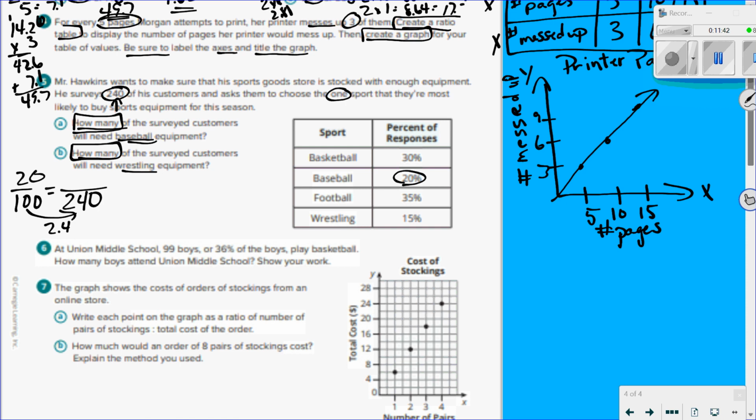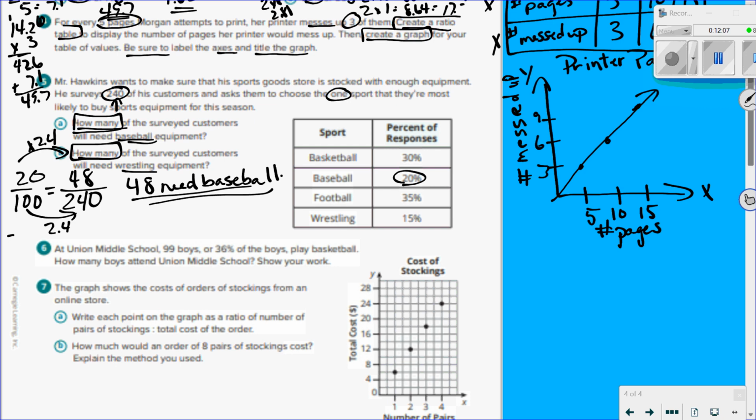I'm just dividing that one by 100, so I can multiply this by 2.4. 2.4 times 20 is going to give me 48. So 48 need baseball. Make sure you're answering in full sentences. Have we hit that enough yet this year? You guys understand that? Anyone not understand it?